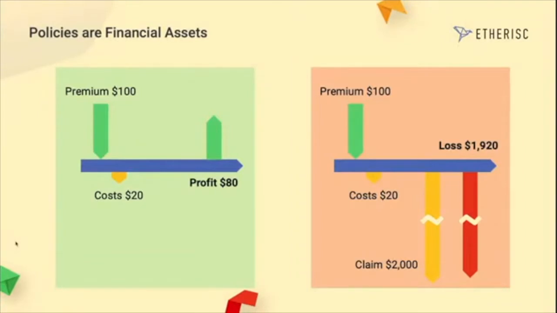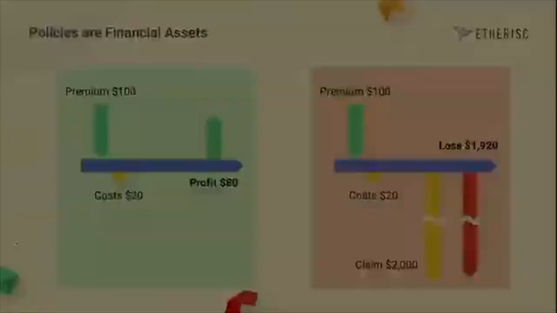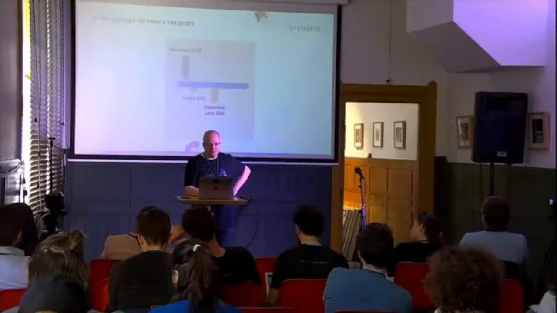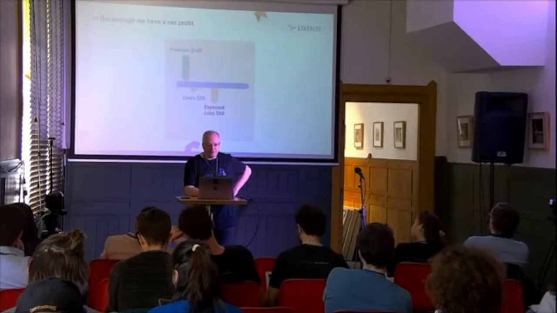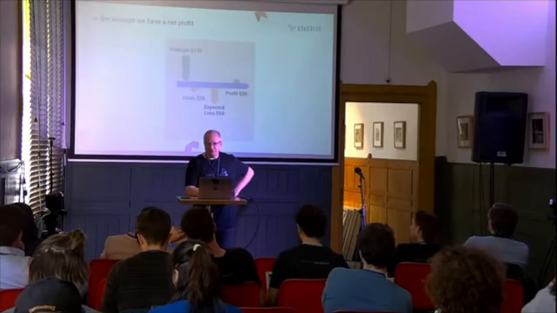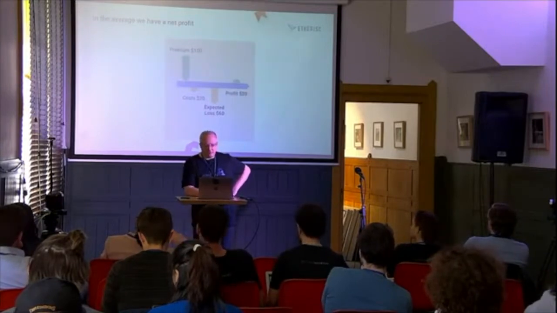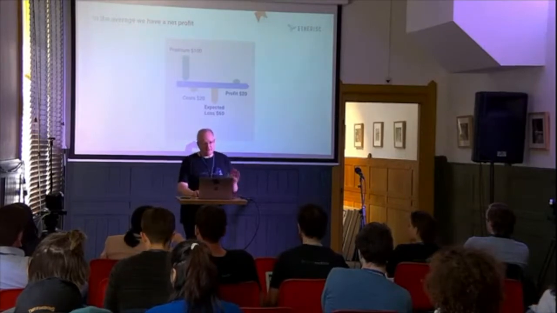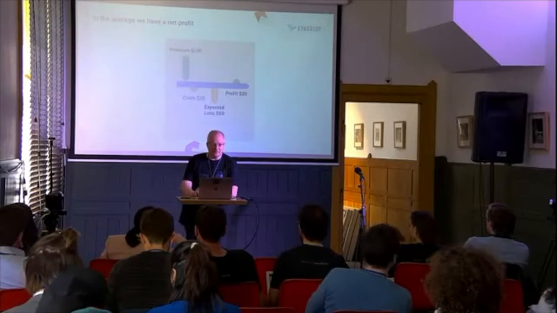Fortunately, in the average over many policies, the overall product should, of course, be profitable. So we can express this like this. You have a premium, you have cost, and you have an expected loss. This is the average loss over many policies. And in the average, the expected loss is, for example, $60, and you still have a profit of $20. That is how every insurance works, basically. And we will need these small images in the next slides.